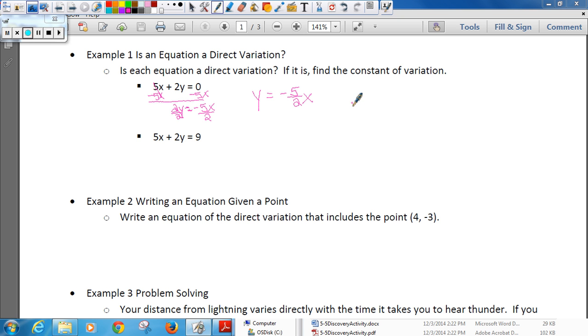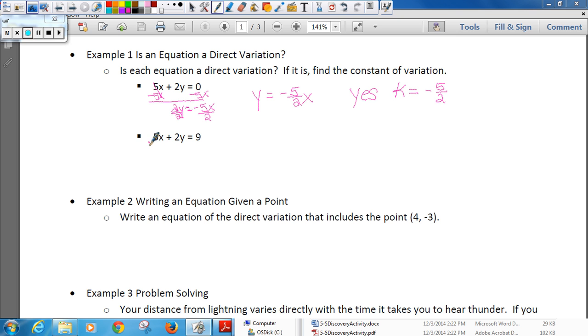And then it says, is it a direct variation? Yes, it is. It's in the form y equals kx. And then it says, if it is, find the constant of variation. My constant of variation is negative 5/2. And just like slope, you can leave it as an improper fraction as long as it's in the lowest form.